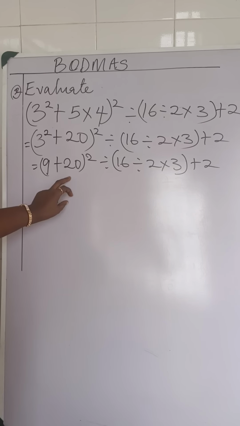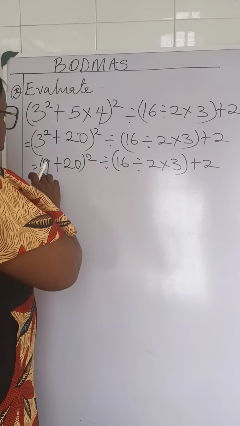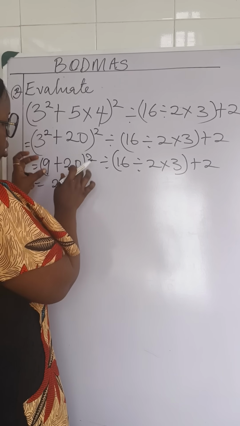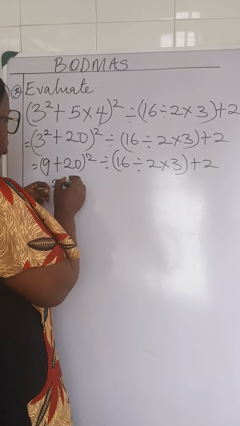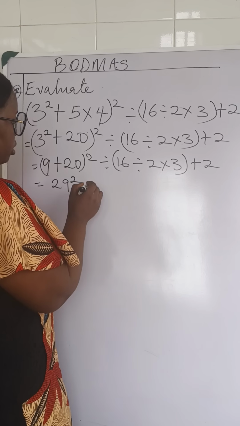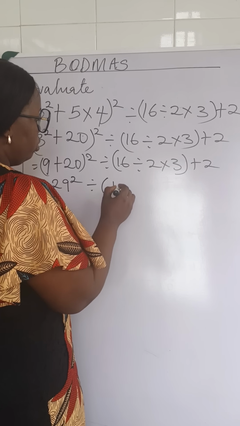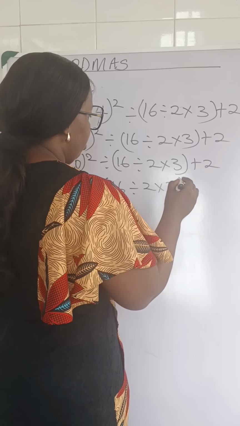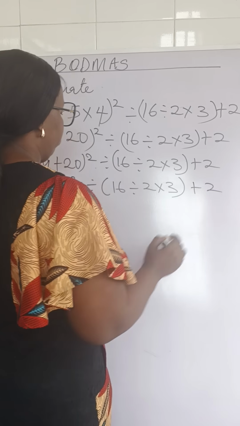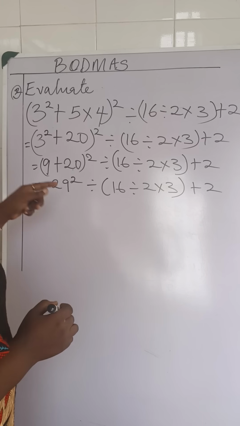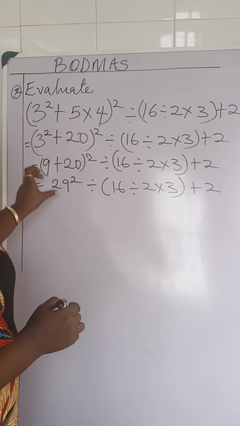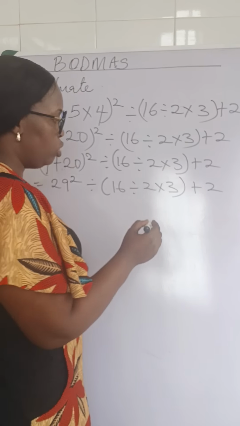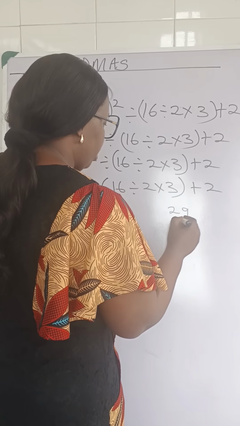Now, what do we have inside the bracket again? We have addition. 9 plus 20 here is going to give us 29, and nothing inside the bracket again. So we are removing the bracket to square it, divide by this other one, 16 divide 2 times 3, bracket close, plus 2. Now 29 squared here, just to finish up what is here. 29 squared here is 29 times 29, which we can do here.